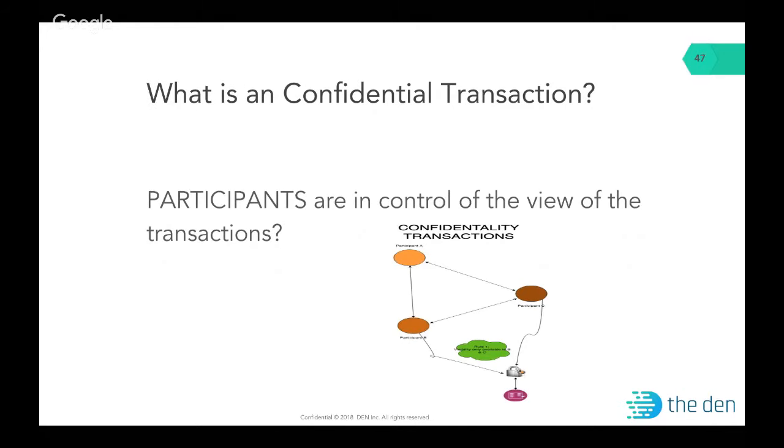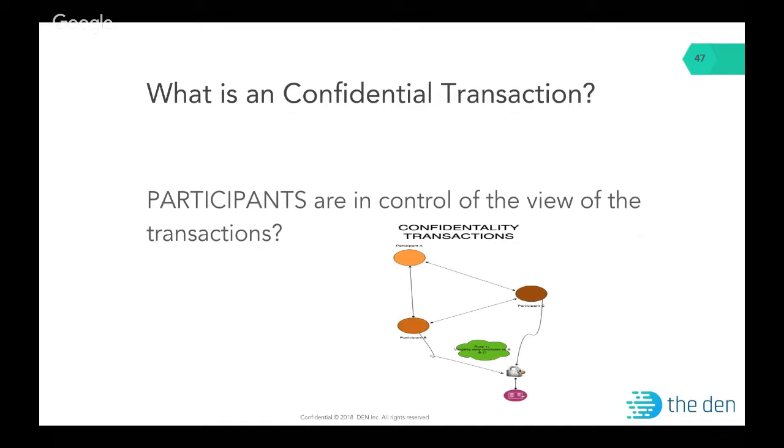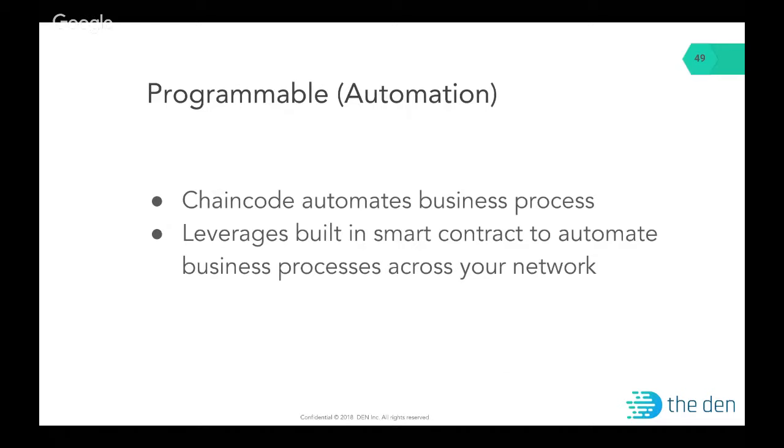One of the key attributes is confidential transaction, right? Certain participants are in control of the transaction. I'll go into this a little more with a better image later on, so just keep this in mind. Anti-cryptocurrency, no need to incentivize the network for validations. Participants decide who and how of validation, right? So you are a business entity, two business entities talk to each other, and they basically say, yep, this is a deal we made. That's how business relationships usually work. They're trying to solve this from the technology standpoint of business. And this is just automation, smart contracts, right? That's basically what it's saying.